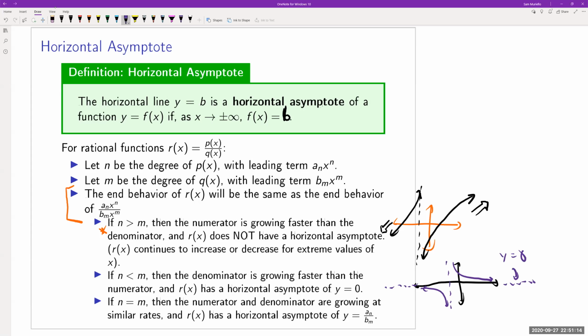Now, if my numerator and denominator tie in degree, then they are both working hard to grow, and they're going to be growing at similar rates. This means that we will have a horizontal asymptote influenced by both the numerator and the denominator. In this case, you will divide the leading coefficients to get the horizontal asymptote. Let's take a look at a few examples here.